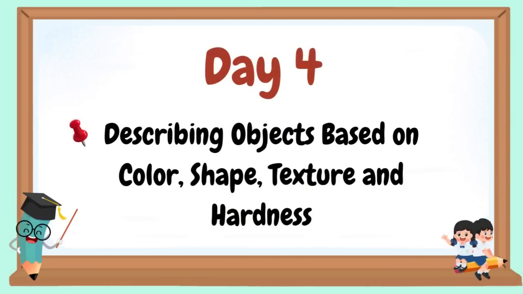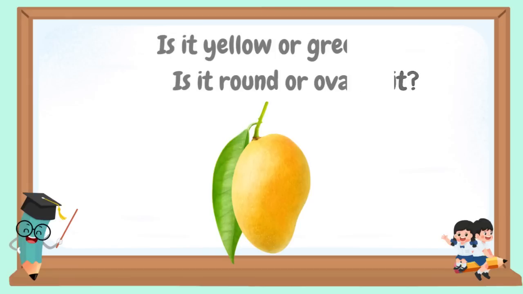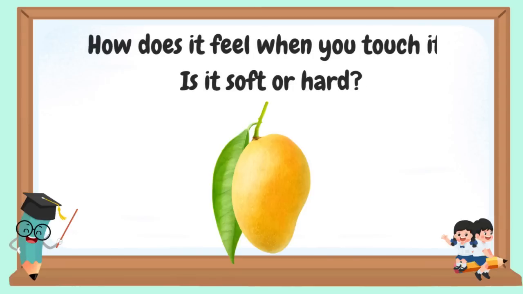Day 4 of our lesson. Look at this mango. What do you notice about it? Is it yellow or green? Is it round or oval? How does it feel when you touch it? Is it soft or hard?